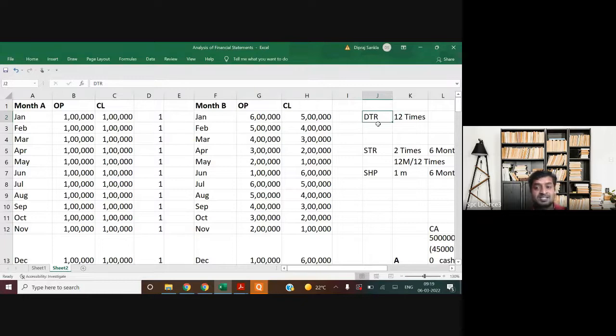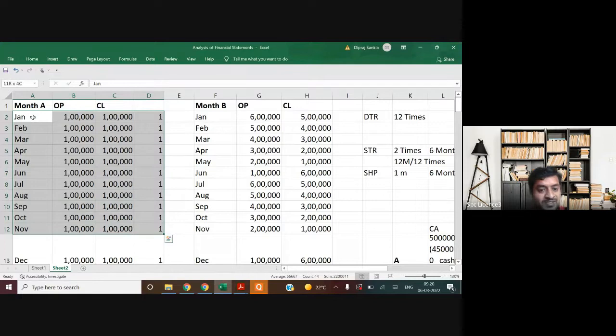Let's say Disha is my client. I sold goods to Disha, then I collected cash from Disha. This is one time. I again sold goods on credit to Disha, then I again collected cash from her. This is our second time. So DTR covers a cycle between goods sold on credit and cash collected from debtors. So how many times on an average here in a company are debtors collected? Tell me. 12 times, right?